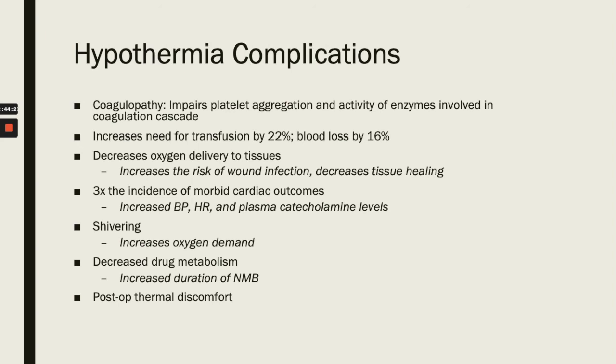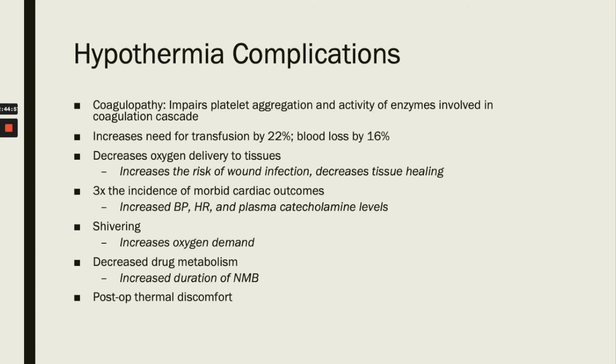Okay, so hypothermia complications. Coagulopathy, so this impairs platelet aggregation and activity of enzymes involved in the coagulation cascade. Hypothermia also increases the need for transfusion by 22% in patients, and increases blood loss by 16%. It decreases oxygen delivery to the tissue, so it increases the risk of wound infection and decreases tissue healing.